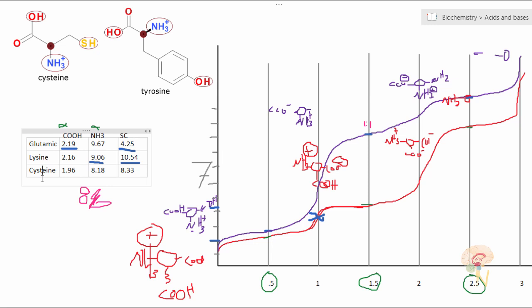These two can lose their H, so they act as acids, but their acidity is very weak. So they can lose protons. For cysteine, it's 8.33. For tyrosine, it's around 10 point something. But just keep in mind, this doesn't mean that these are strong bases or weak bases, because although these values are large, this value is for the acid and this value is for the conjugate base. Don't mix them up.